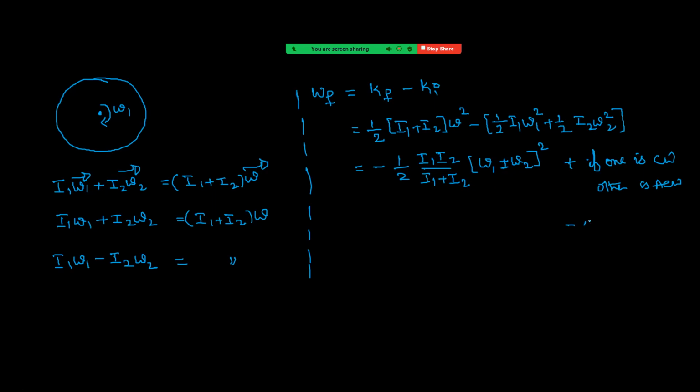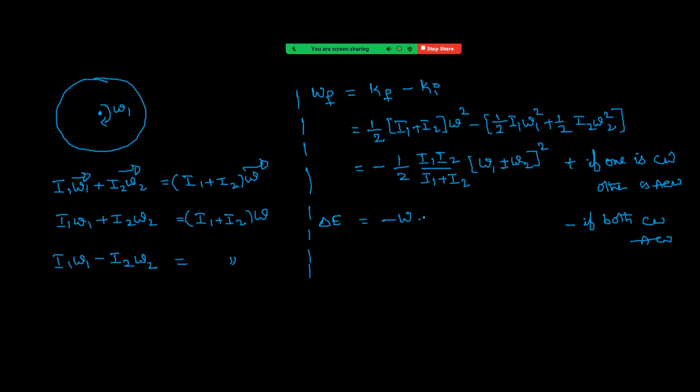And minus if both are clockwise or both are anti-clockwise. Either both clockwise or both anti-clockwise, means both are in the same sense, then loss will be less. That's why minus.